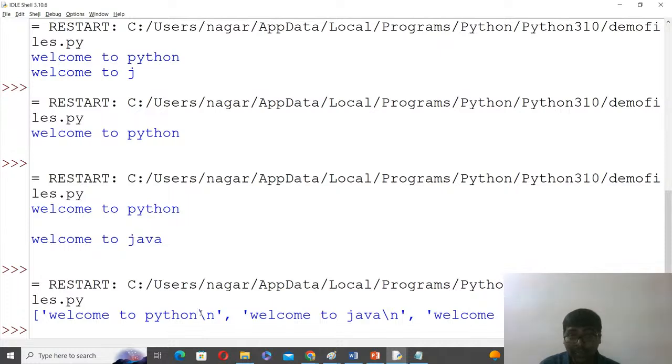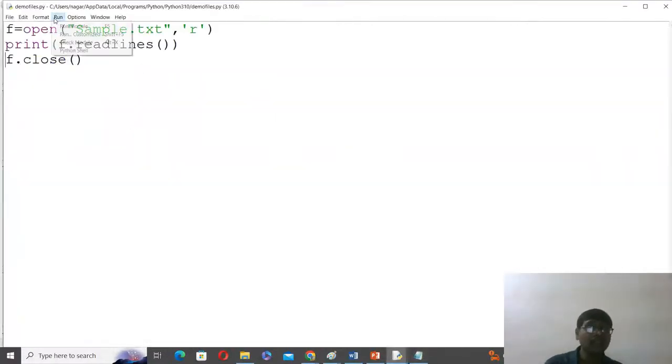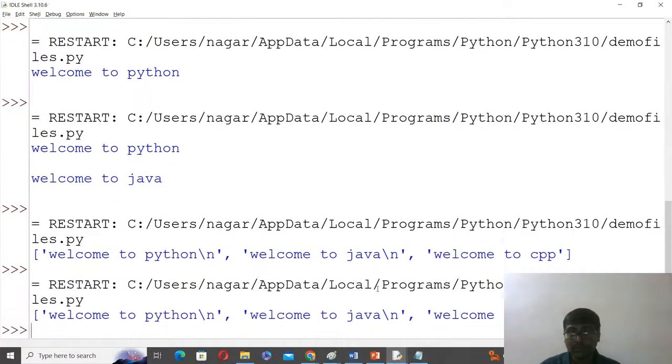Welcome to Python. Here, I already said previously, after completion of every line we have a new line character. I press enter, so slash n. Welcome to Java, I press enter, slash n. After Welcome to CPP, here I press enter, but I am not doing any typing. Press enter. Now run. Slash n. You got it? The enter is replaced with the slash n. Now what happened? Line by line, line by line.